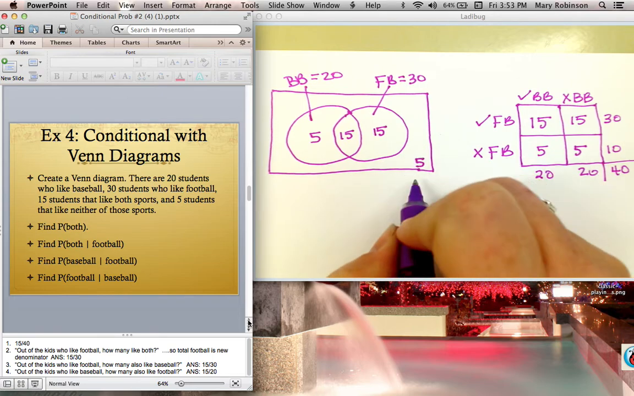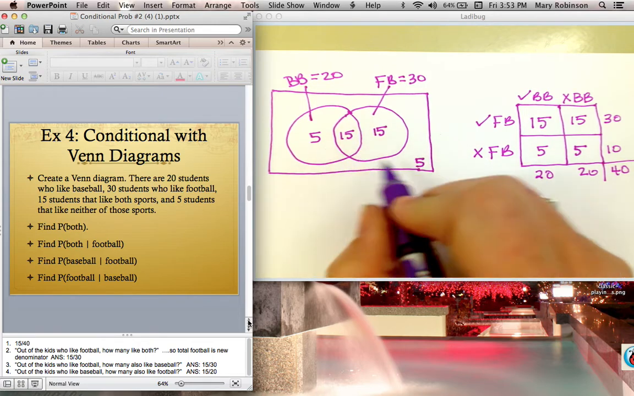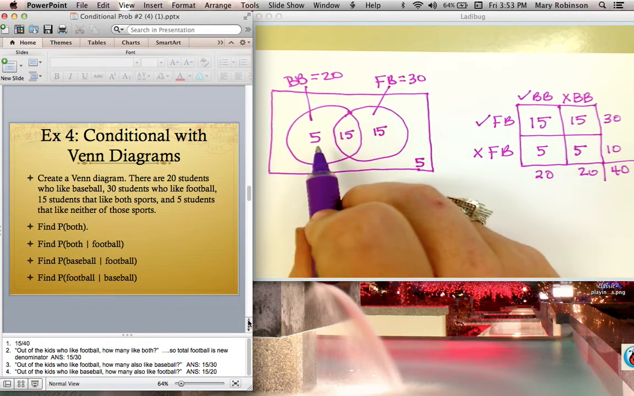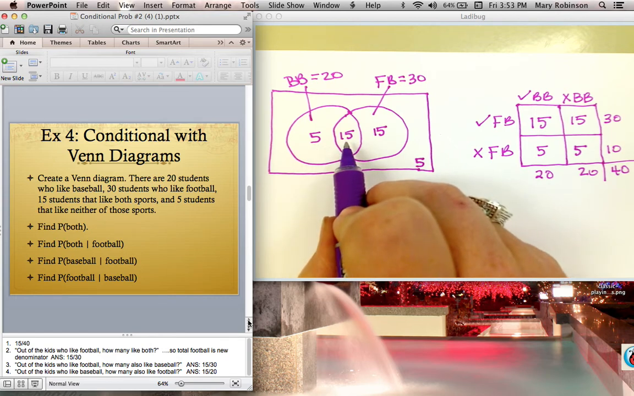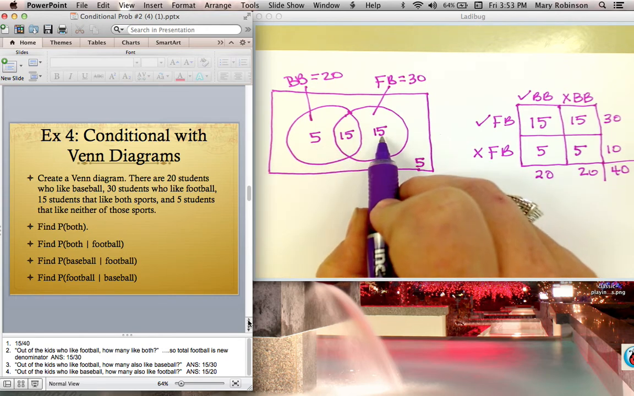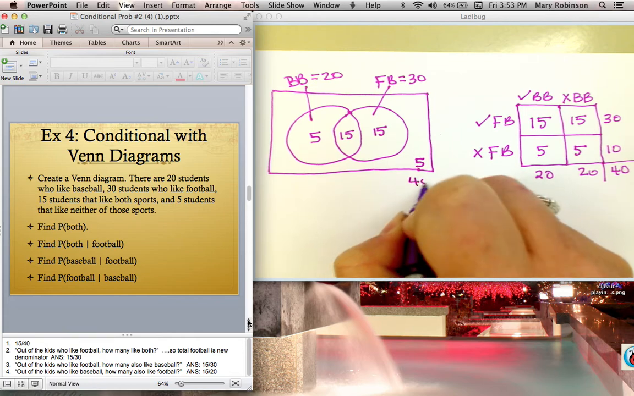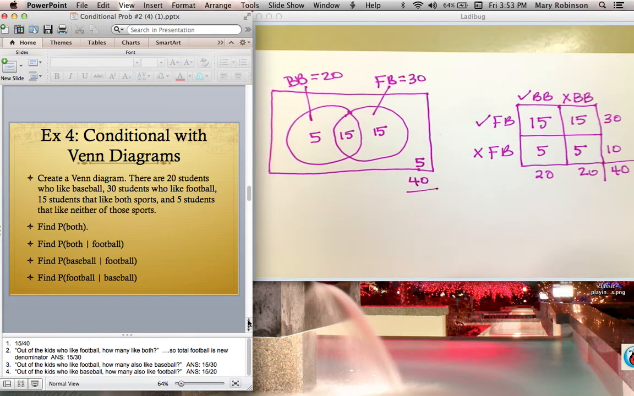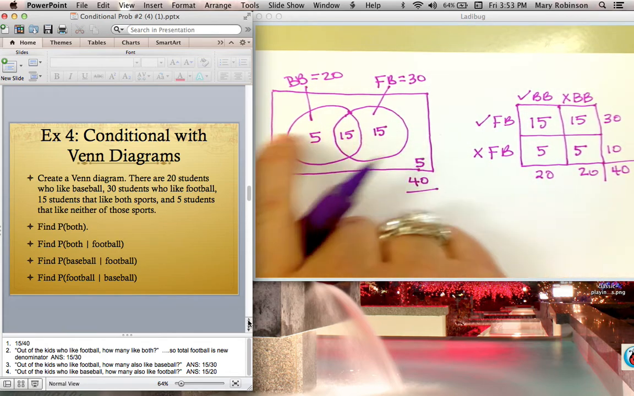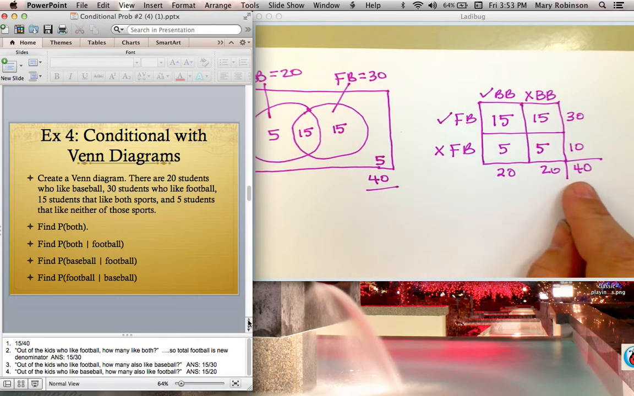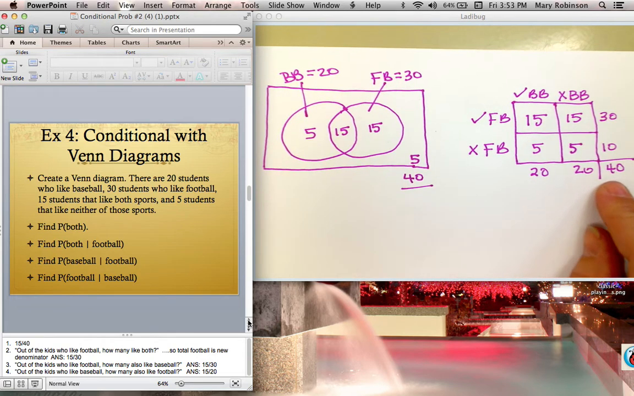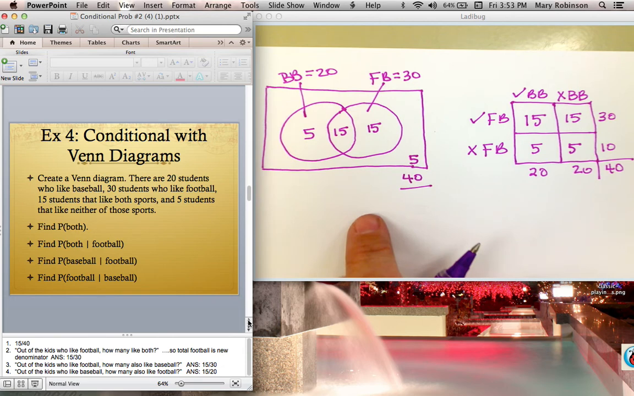which I generally put outside because it's not included in these. But if we add 5 and 15, that gives us 20, plus 15 is 35, plus 5 is 40. So we want to make sure that we indicate that there are 40 total in here, same as there are 40 total in our frequency table. We have now completed construction of the Venn diagram.